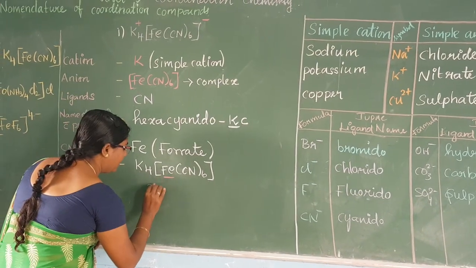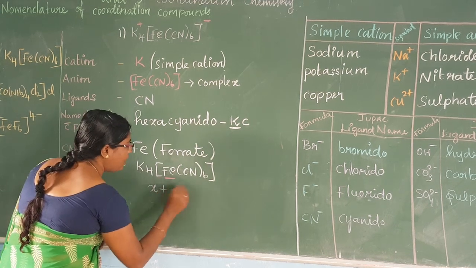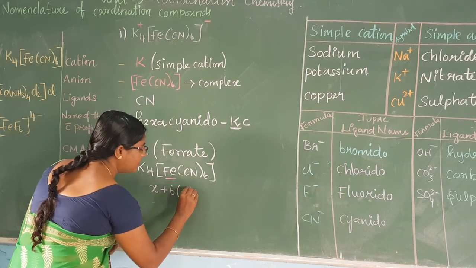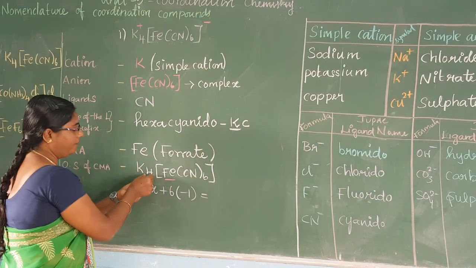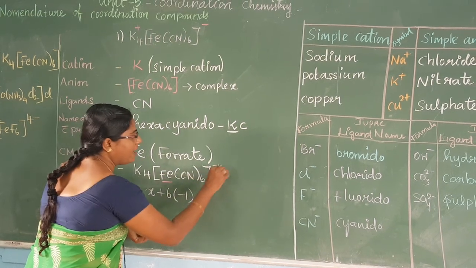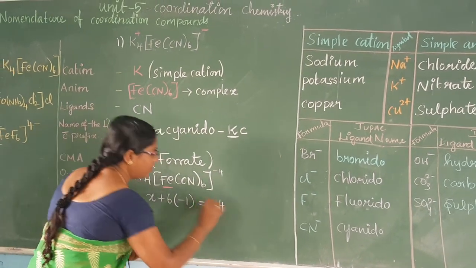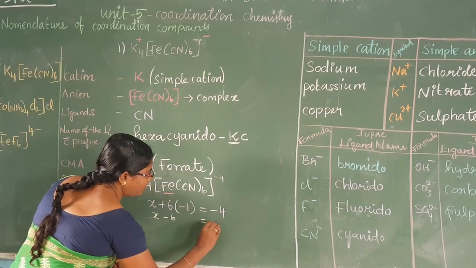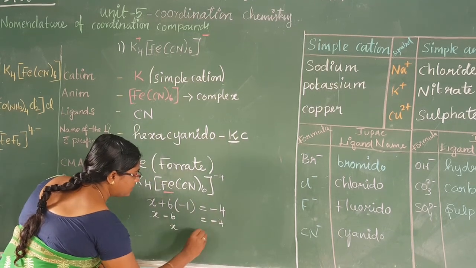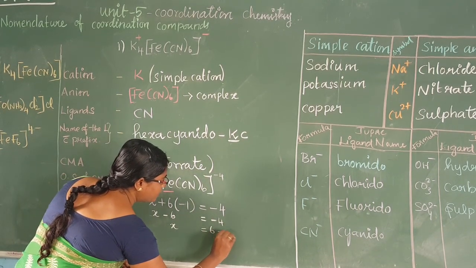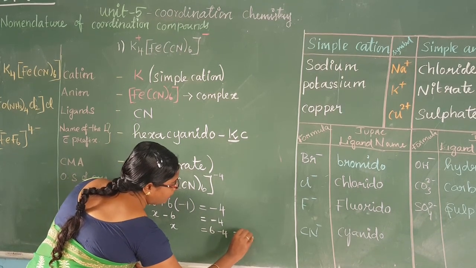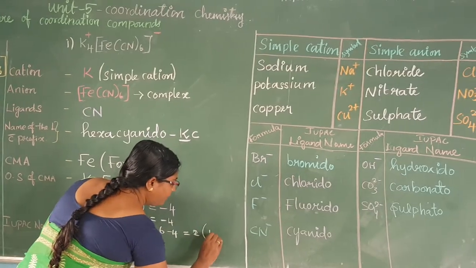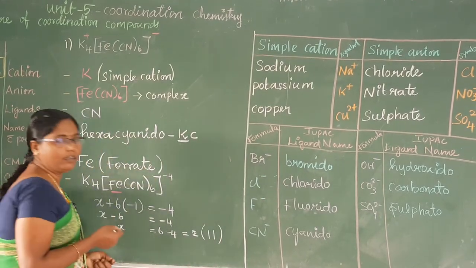So I am keeping x, plus how many ligands are attached? 6 ligands are attached. Oxidation number of cyanide is -1. If it is +4 outside, it means the complex is having -4. So I am writing -4 here. So x minus 6 equal to -4. x equal to 6 minus 4. What is the value that I will get? I am getting 2 here. Okay. So whenever you are finding the oxidation state, you have to write it in Roman numerals only.